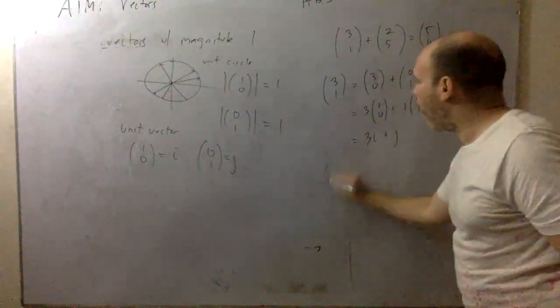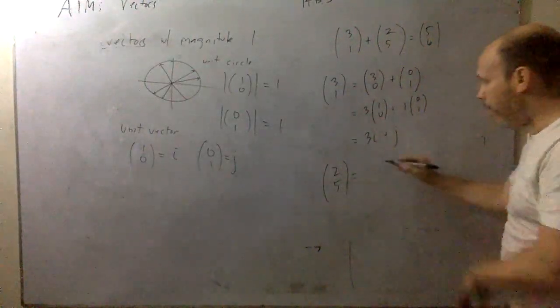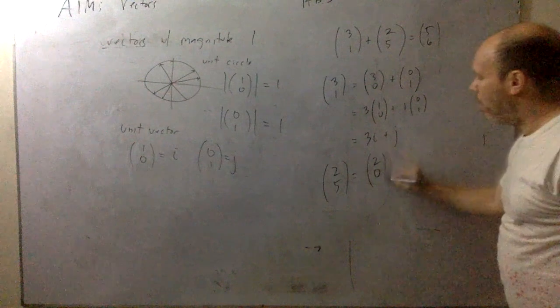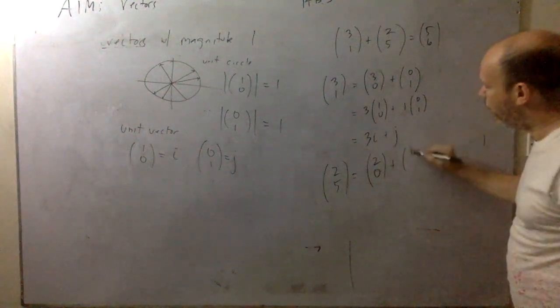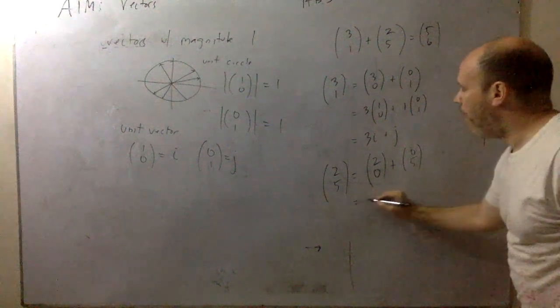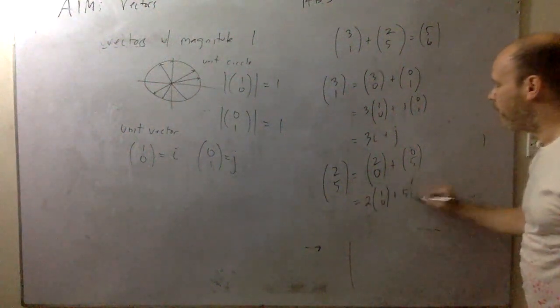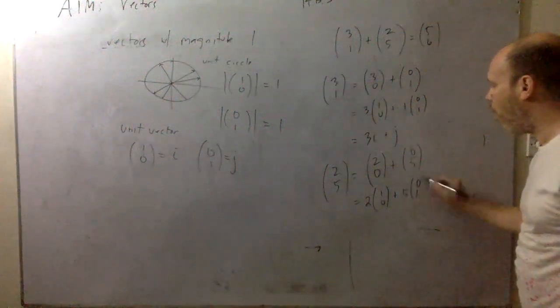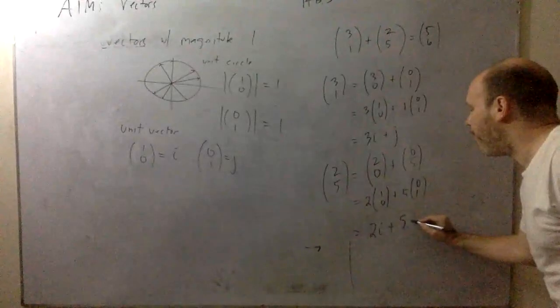And we're going to call 2, 5. We're going to break it up into its x part, and we're going to break it up into its y part. And so we have 2 times 1, 0 plus 5 times 0, 1, which gives us 2i plus 5j.